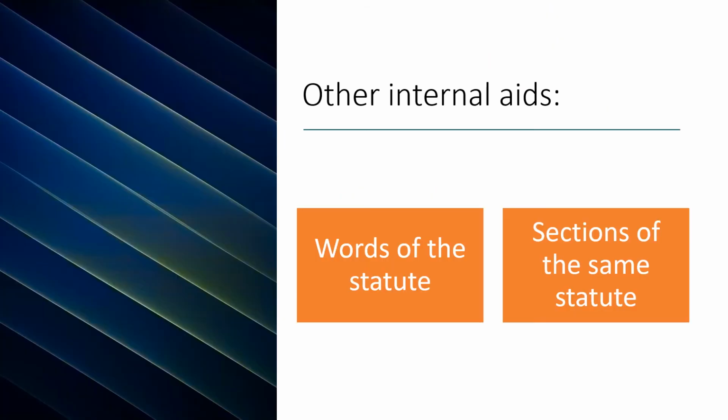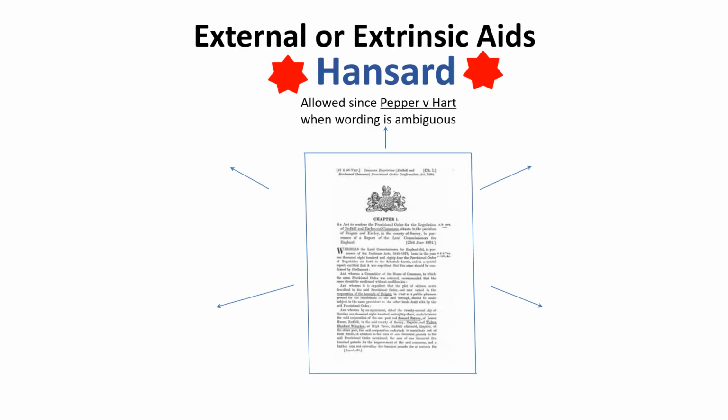Of course, is different. Now, other internal aids then, we have words of the statute or sections of the same statute which may explain or give further context to the word. We also have then external or extrinsic aids, and these are things outside the Act which might help to understand a particular Act. Now, one key example is Hansard. Now, Hansard is a record of the debates in Parliament. Now, since the case of Pepper and Hart, Hansard's been allowed to understand what Parliament's intentions were.